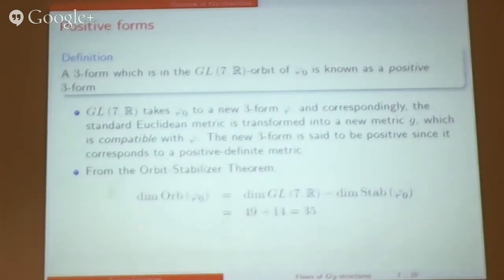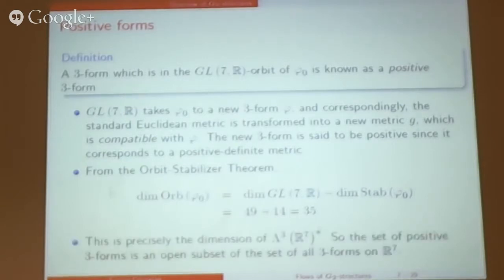Now, a simple calculation tells us that the dimension of the orbit space is 35, which is also the dimension of 3-forms in 7 dimensions. So this tells us that the set of positive 3-forms is an open subset of all 3-forms on R7. In particular, these positive 3-forms are in some sense generic. I wouldn't say most, but generally if you pick a random 3-form on R7, it's likely to be a positive 3-form.